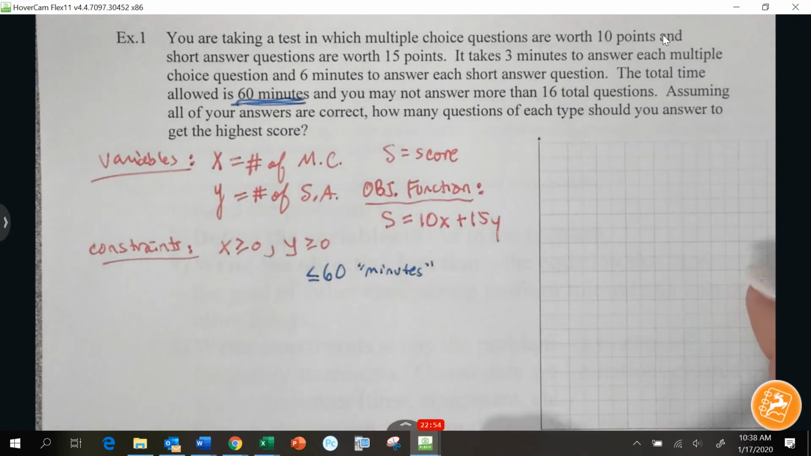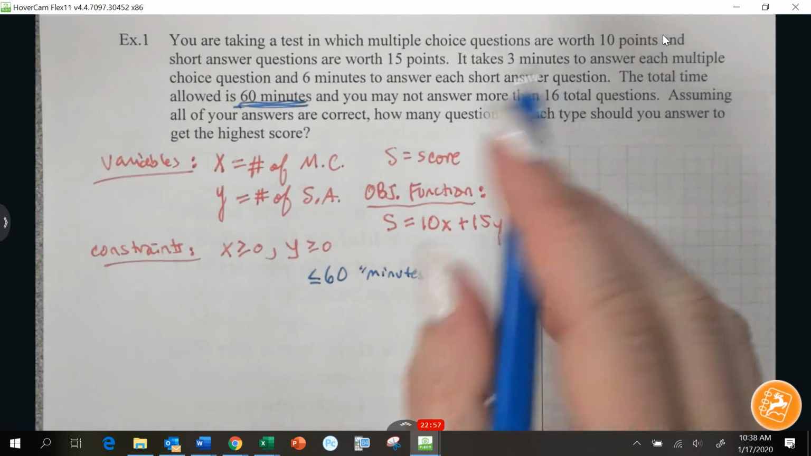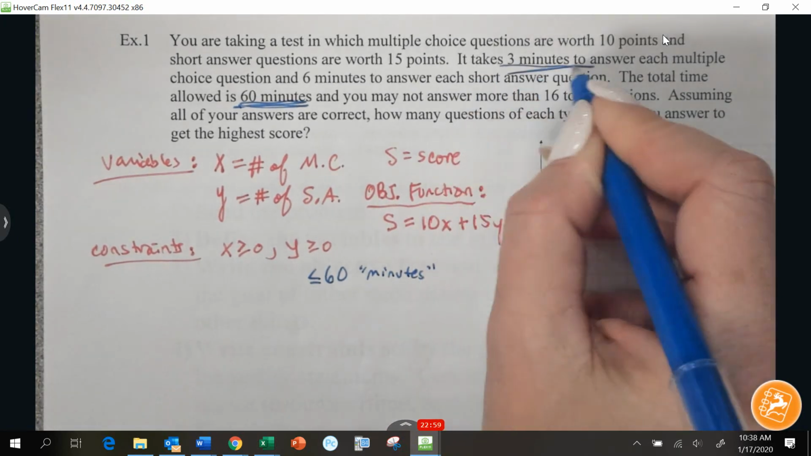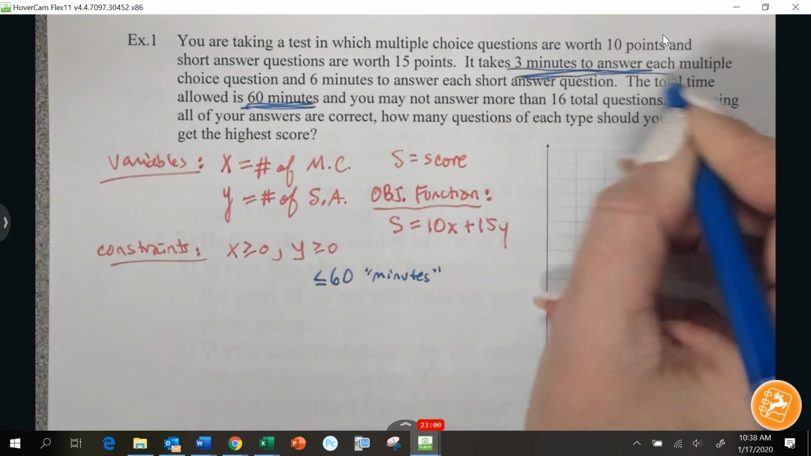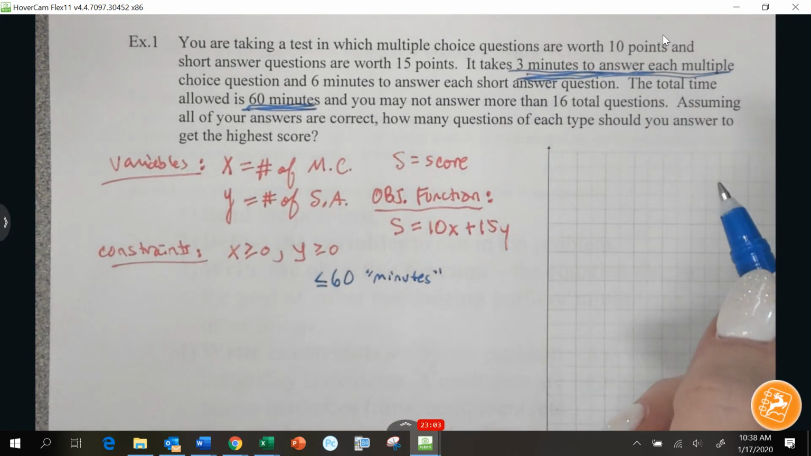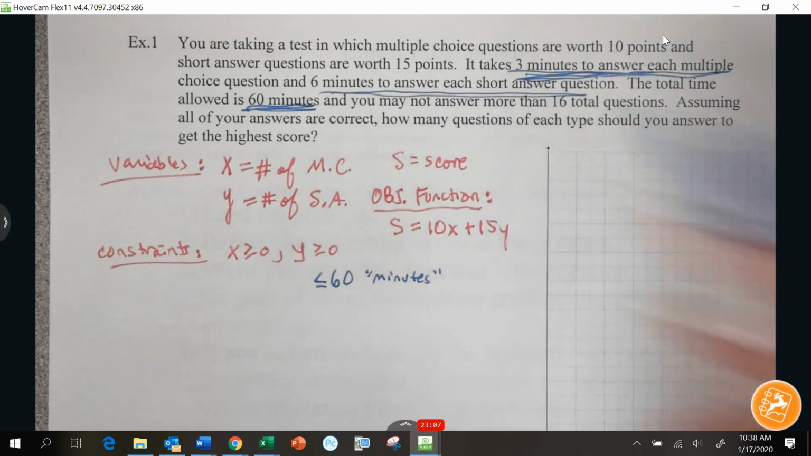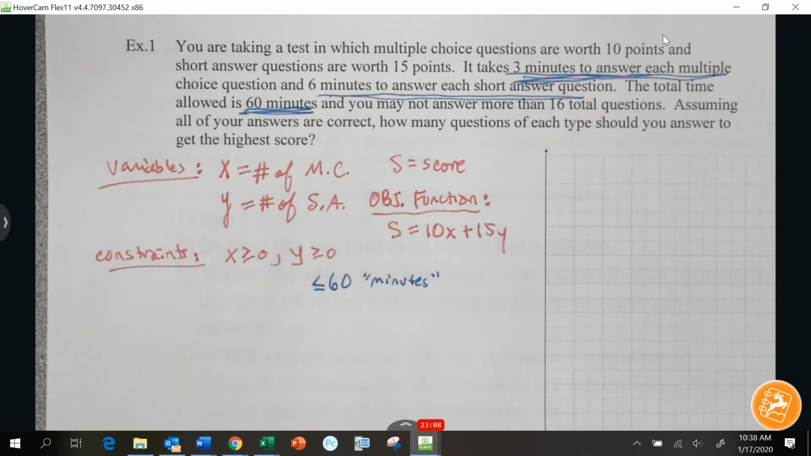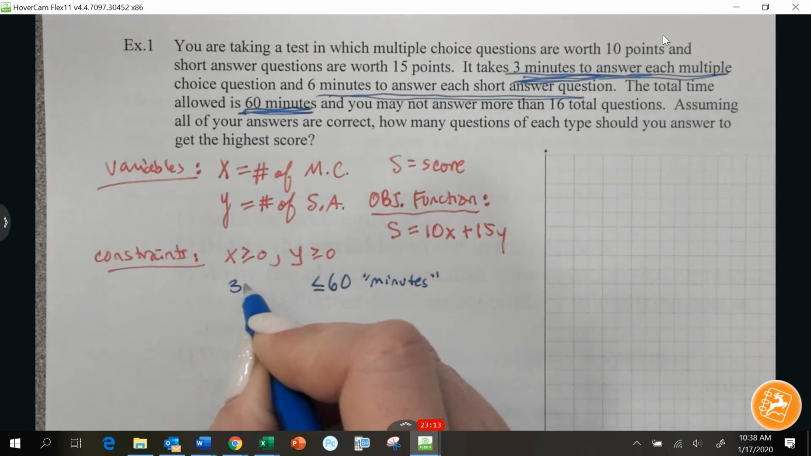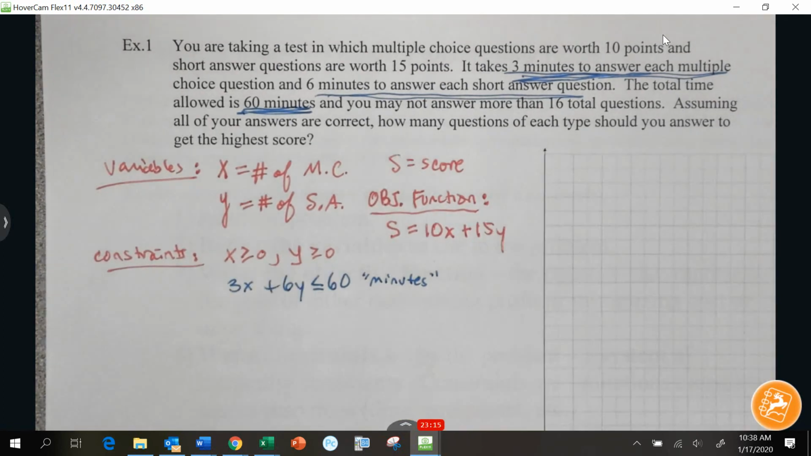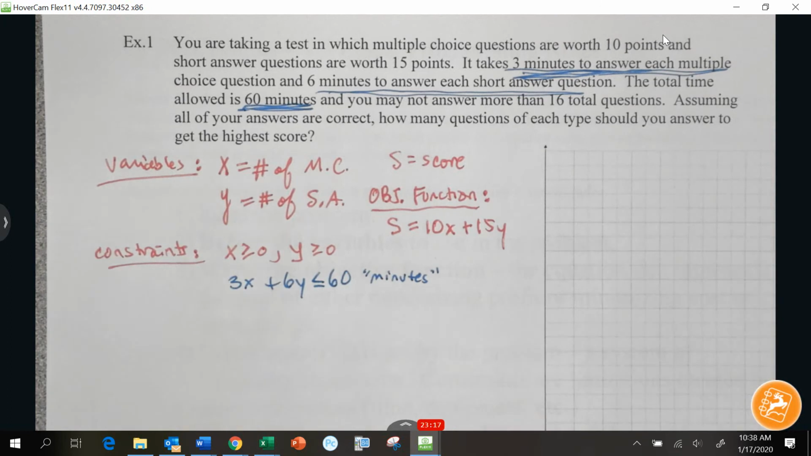60 is minutes, so I'm going to go back up there and look for anything that has to do with minutes. Here's minutes. 3 minutes to answer multiple choice. And I see 6 minutes per short answer. Right? So 3x plus 6y, and we can't go over 60 minutes.